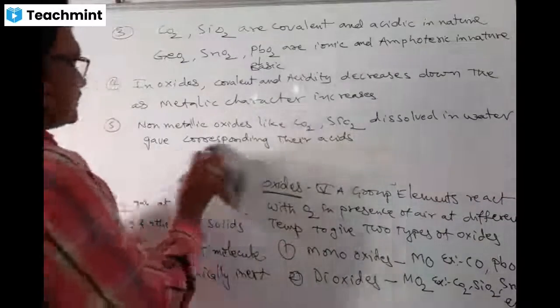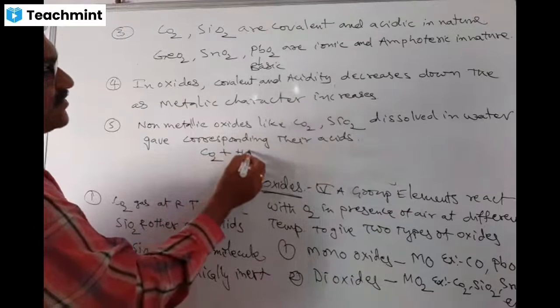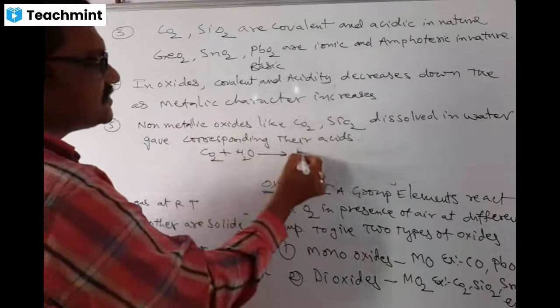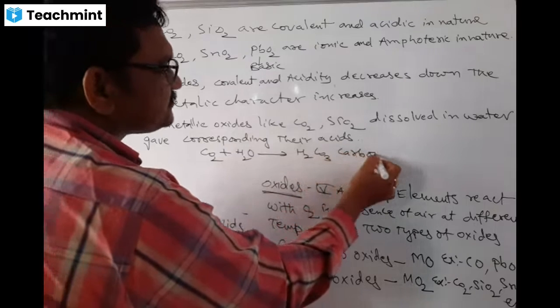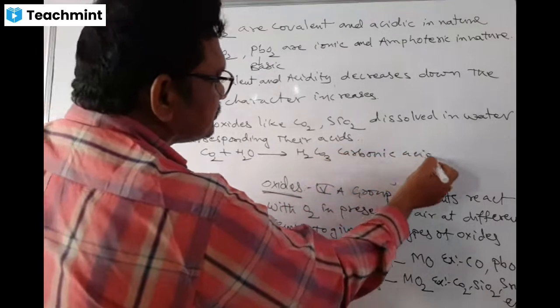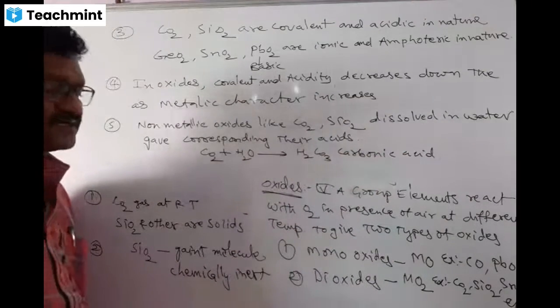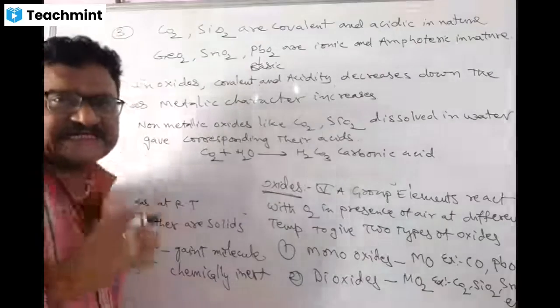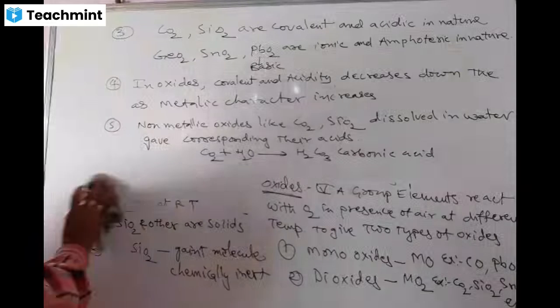Students, all those are very significant and important points. Please copy them down. For example, I am writing here: carbon dioxide dissolved in water gives H2CO3. This is called carbonic acid. Like that, silicon dioxide, when it reacts with water, gives silicic acid.